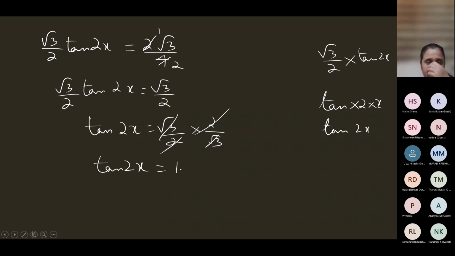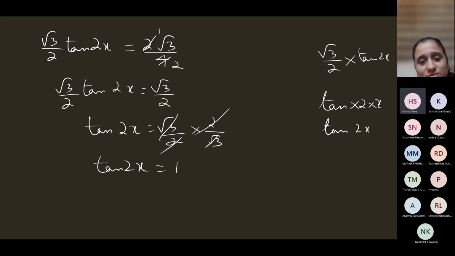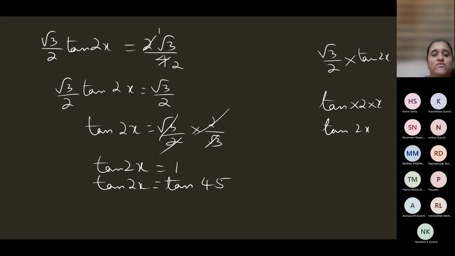Tell me what next? We need to find the value of x. After this, tan 2x is equal to 1, then 2x is equal to 45, ma'am. Correct, you're right, very good. But how can I suddenly write tan 2x is equal to 45? Tan 2x is equal to tan 45, very good. Instead of 1, you should write tan 45 because tan 45 is 1.